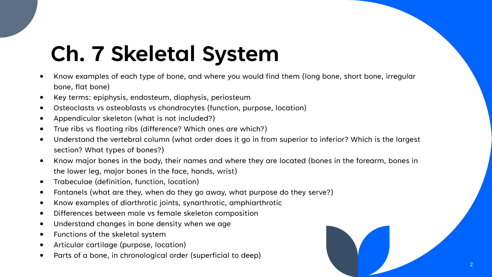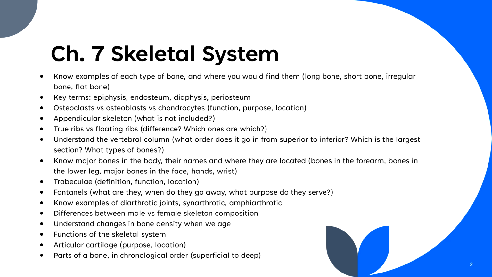Know examples of each type of bone and where you would find them: the long bone, short bone, irregular bone, and flat bone. So those are each of the 4 types of bones. You can see this on page 120, and they also give examples on page 120.